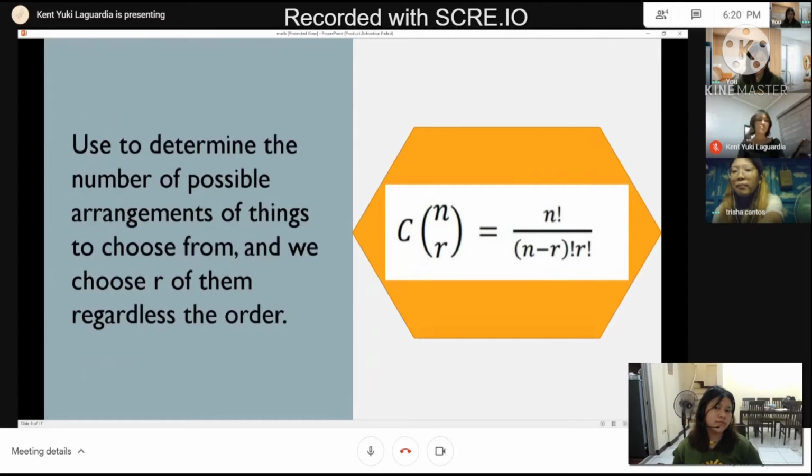Number 7. Used to determine the number of possible arrangements of things to choose from, where we choose r of them regardless of the order. The formula is nCr equals n factorial over n minus r factorial times r factorial.